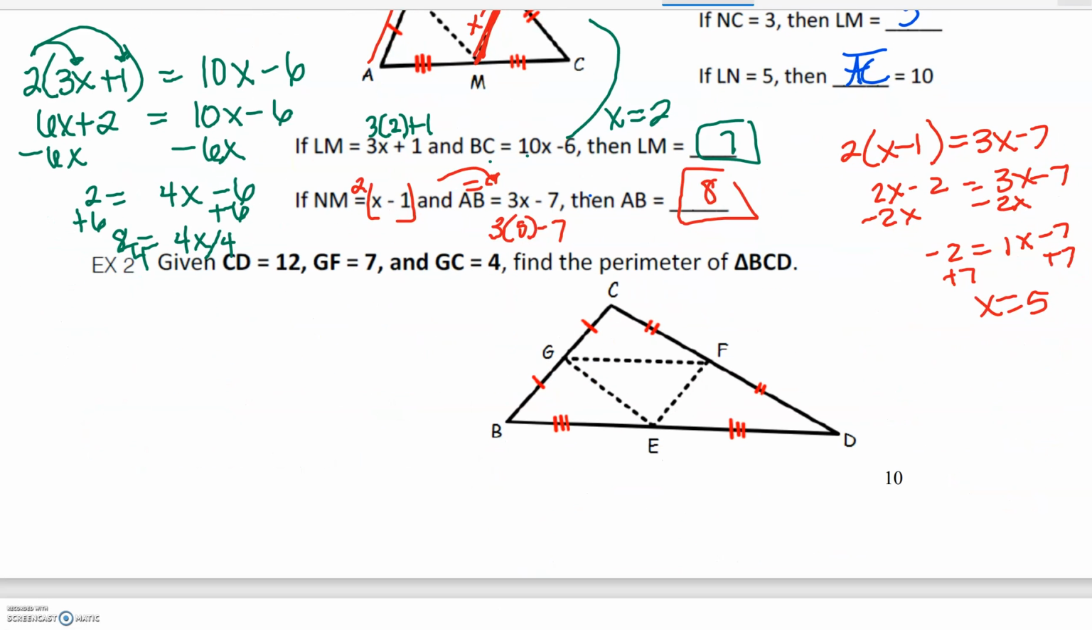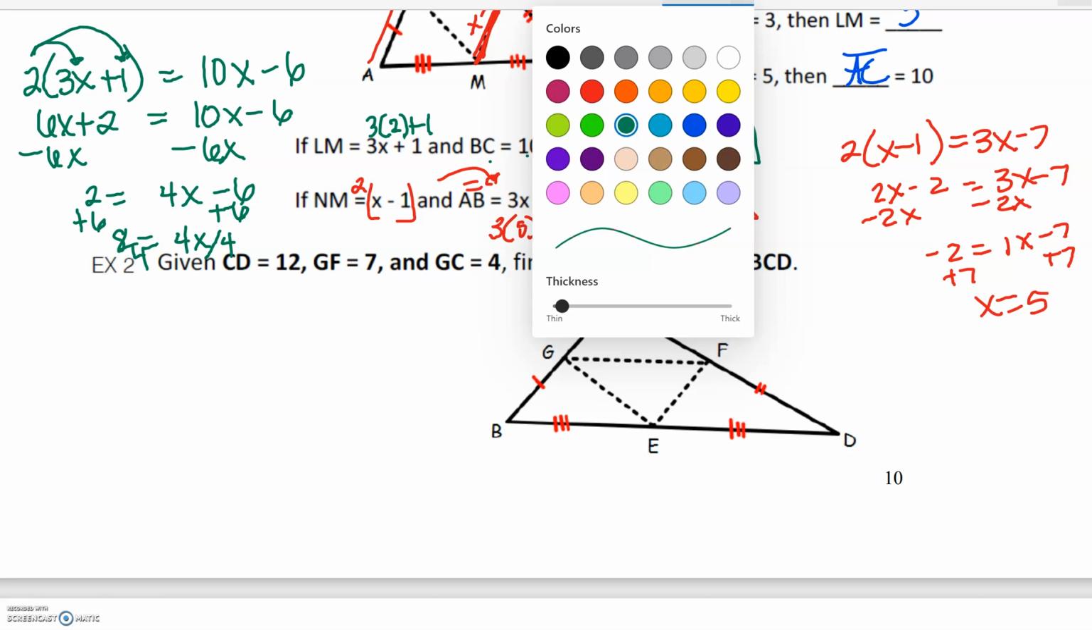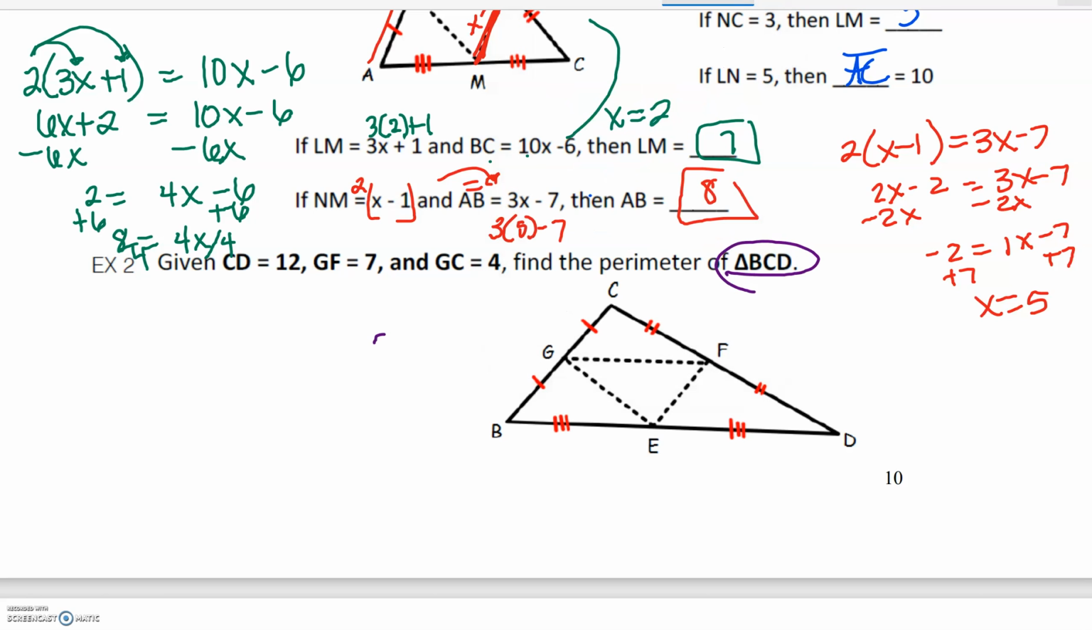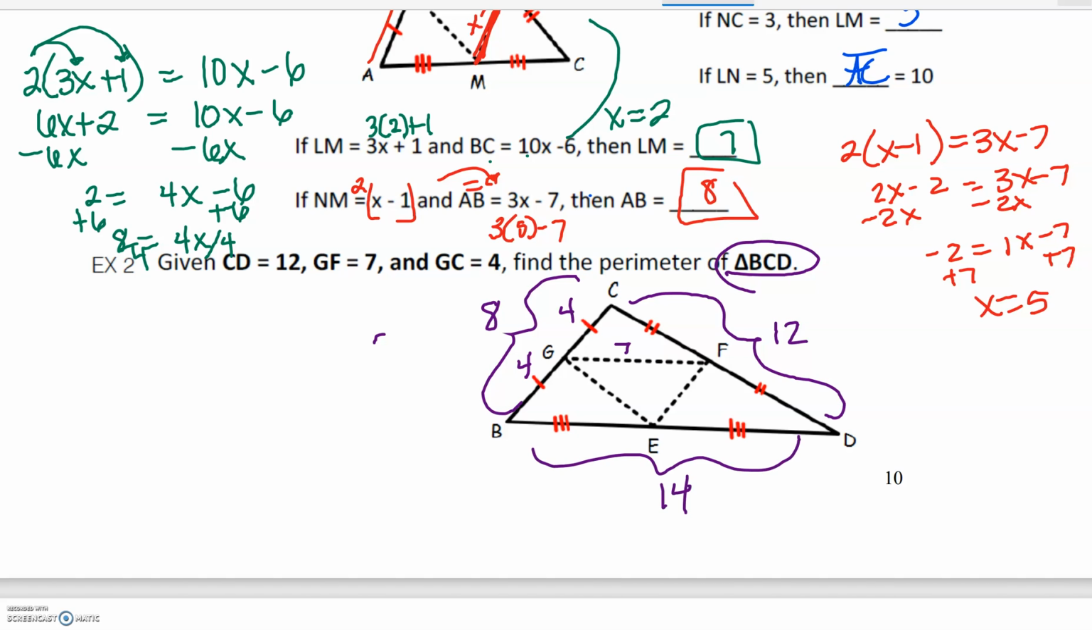All right, so on this last one, go ahead and label all the parts, and then see if you can figure out what is the perimeter of your big triangle. So if this is 4, which means you have a total of 8 on this side. If this is 7, then that means this side is 14. So you're going to add 8, 12, and 14 to get the perimeter of the entire triangle, and it would be 34.